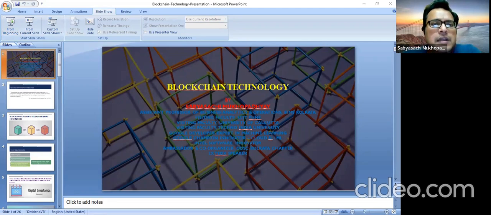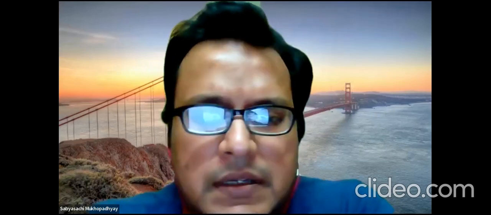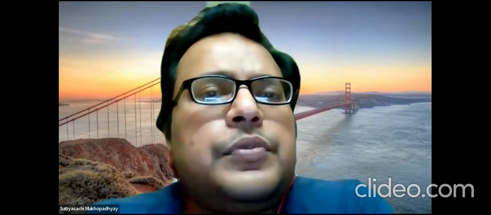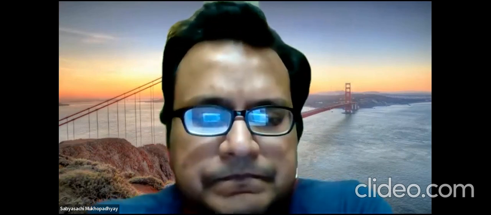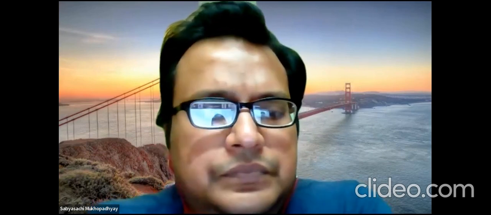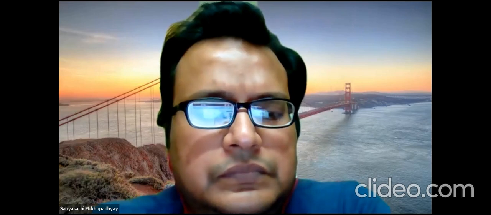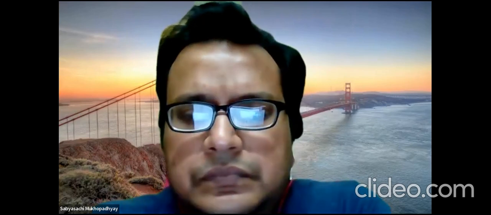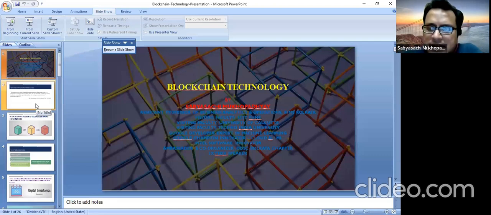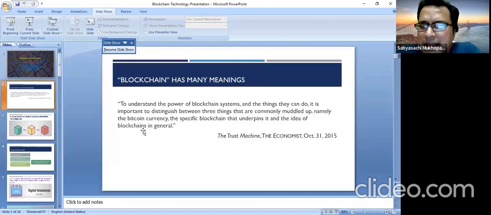So in that case, what I am doing is stopping the slide sharing. Just a second. I'm proceeding one by one. Instead of going with the slide sharing, I'm just clicking on the slides one by one and proceeding that way. I think that would be much better, because the slides are not moving with the screen in slide sharing mode. So it would be better to proceed this way.